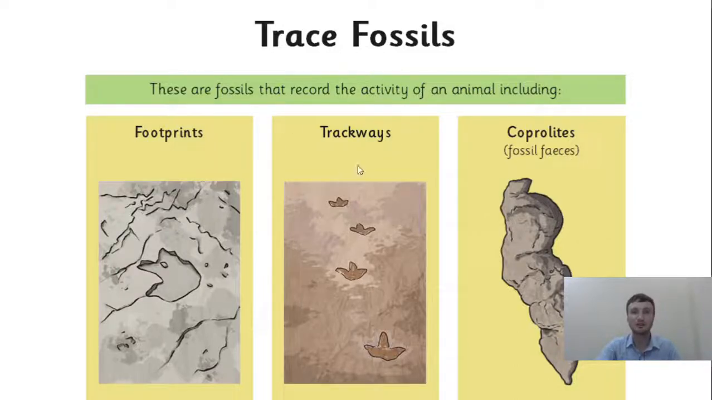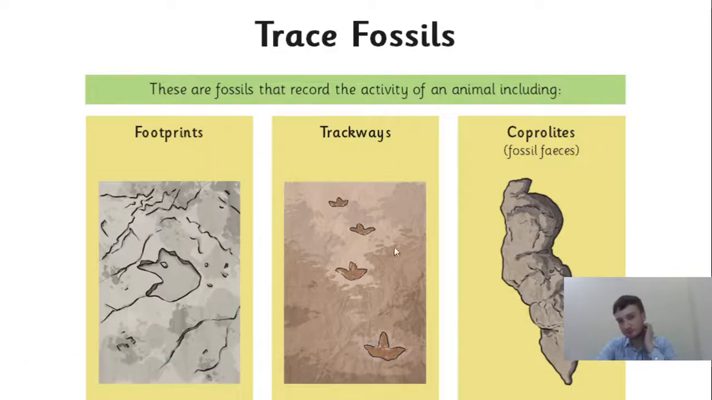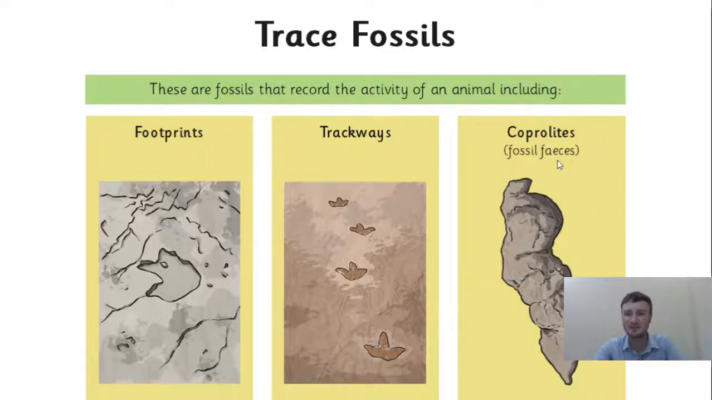Same way, this middle one, trackways, that's just lots of footprints all together. Okay, and this third one, coprolites. What are they? Fossil feces. You know what feces means? I'll tell you. Feces means poo.